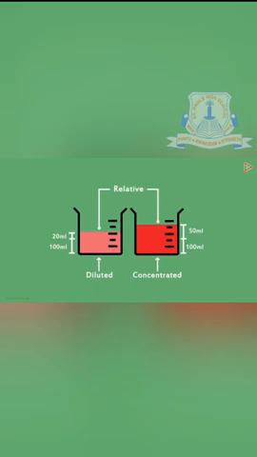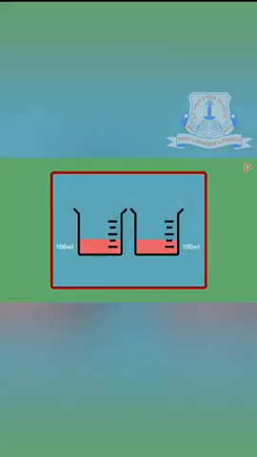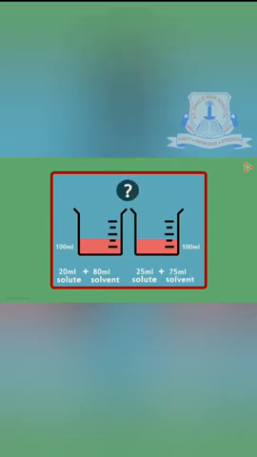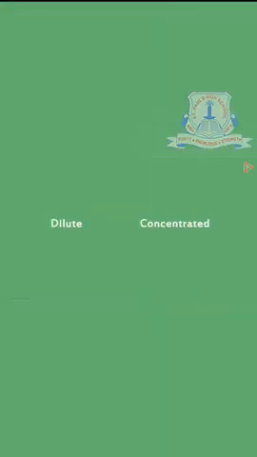Now again we are taking two beakers and this time we are taking 100 milliliter of solution in each of them. In the first one, the solution has 20 milliliter of solute and 80 milliliter of solvent. In the second one, 25 milliliter of solute and 75 milliliter of solvent. So, in which beaker is the solute more? In the second beaker. So, which one will be more concentrated? The second solution. So what do we understand? That whichever solution has more solute present is concentrated. So we understand the meaning of the terms.